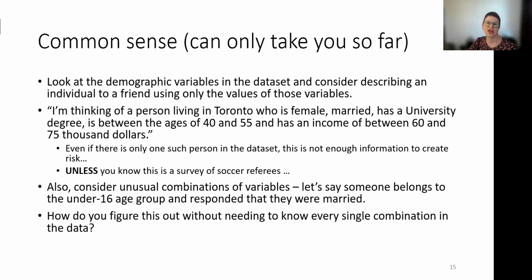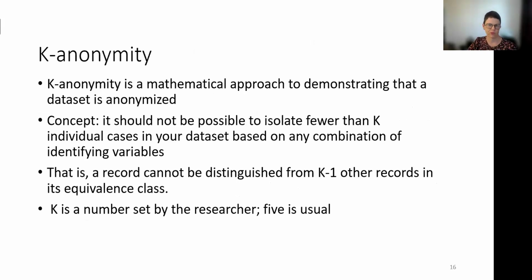So looking at variables on their own can only take you so far. You need to assess all of them in combination, and you need to be able to assess all of them in all possible combinations without spending the rest of your life reading through your data. So K-anonymity is a mathematical approach to demonstrating that the data is low risk.